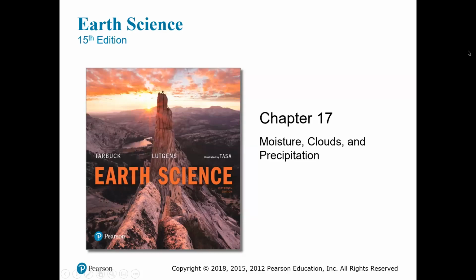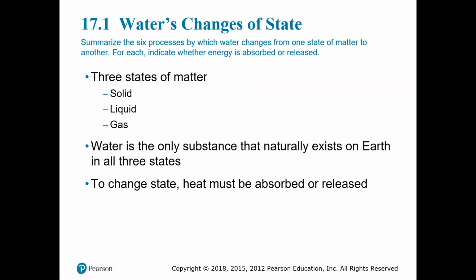In Chapter 17, we're going to continue our study of the atmosphere, this time taking a look at moisture, specifically water vapor in the atmosphere, and how that leads to the formation of clouds and precipitation. So we know that water vapor, which is the gas state of water, exists in the atmosphere along with the other gases, oxygen, nitrogen, and carbon dioxide. It mixes freely with those in the atmosphere.